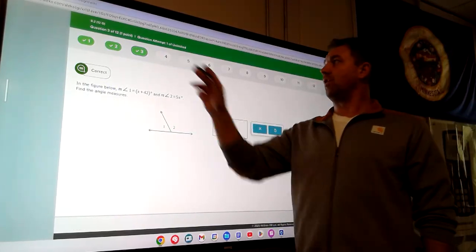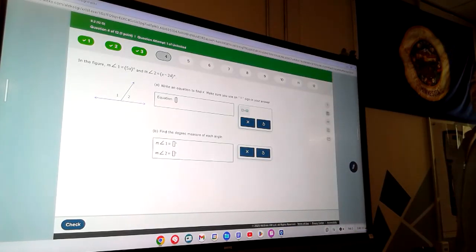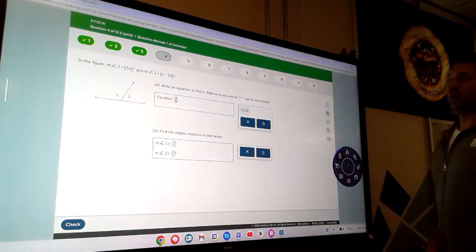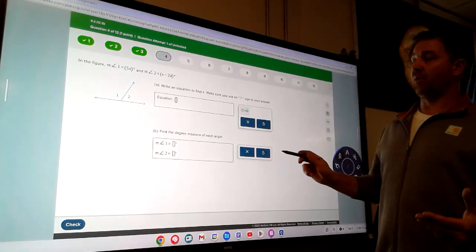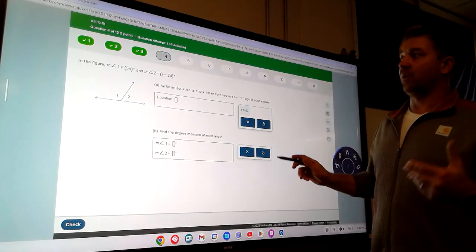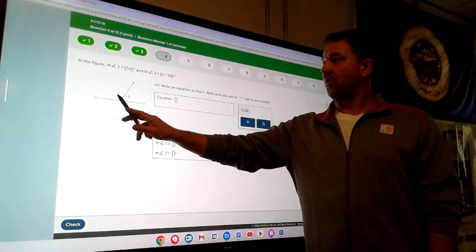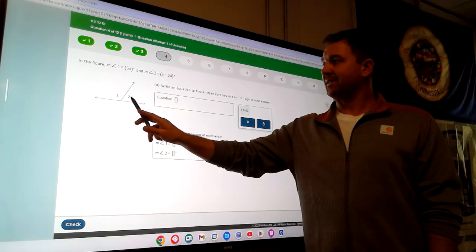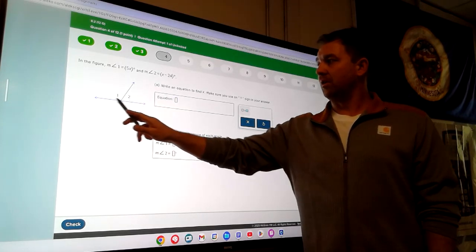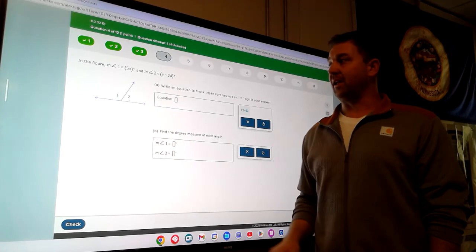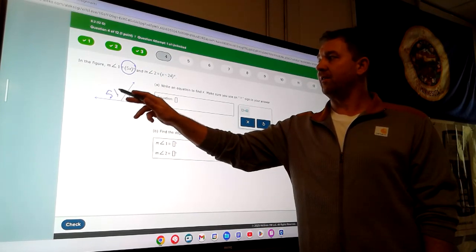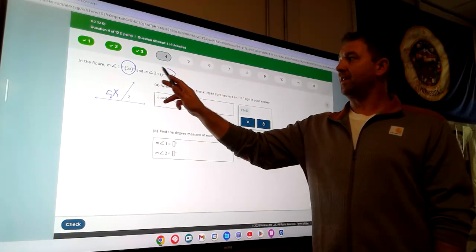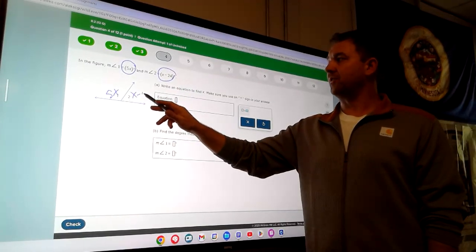Next question, number 4. Write an equation to find x. Make sure you use the equal sign in your answer. All I want to do is write an equation. Well, it's simple, like we just did in the last one. I know that this angle plus this angle would equal 180, since it's a straight line. Measure of angle 1 is 5x. Angle 2 is x minus 24.